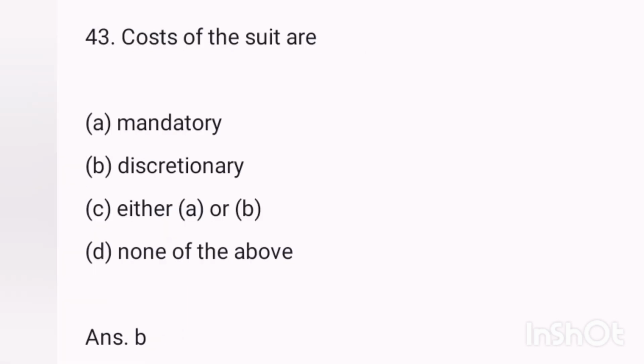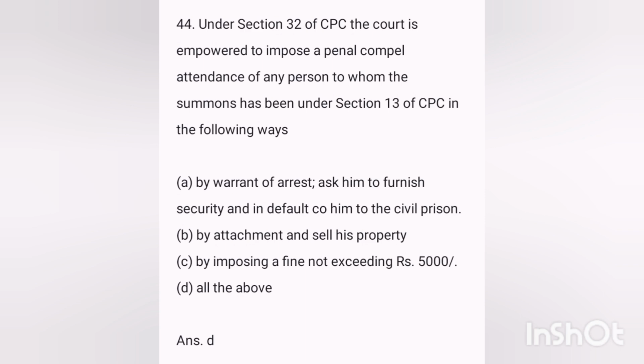Next, costs of the suit are. B, discretionary. Next, under Section 32 of the CPC, the court has power to impose a penalty to compel attendance of any person to whom the summons has been issued under Section 13 of the CPC in the following way. Answer was D, all of the above.